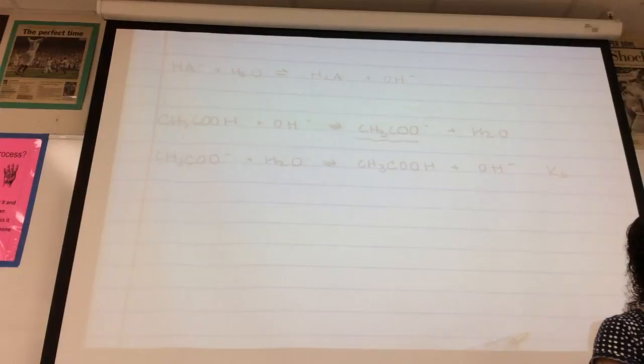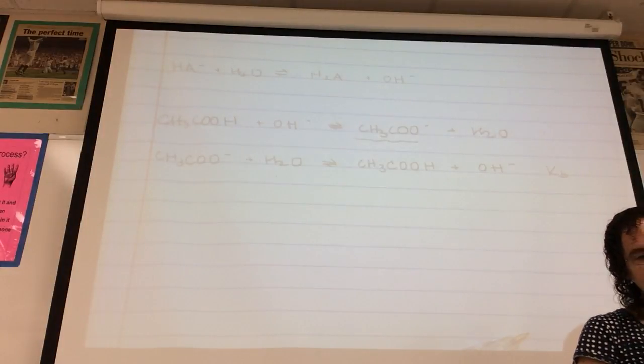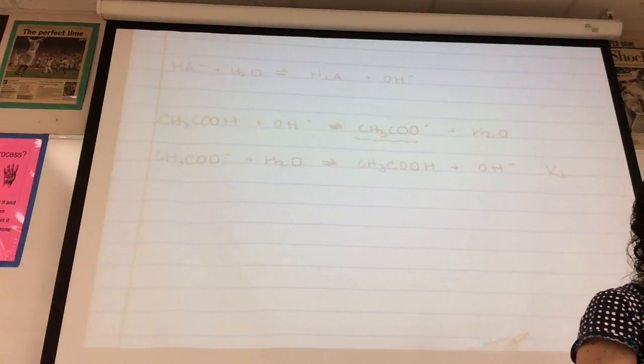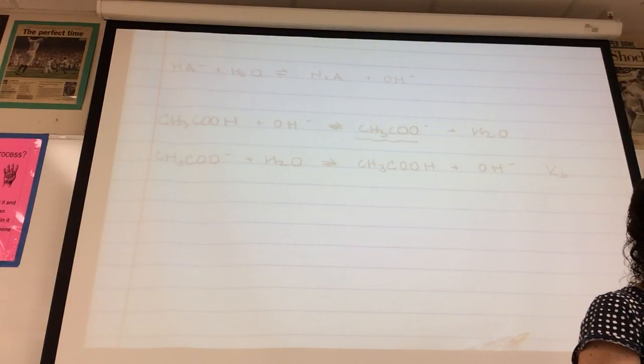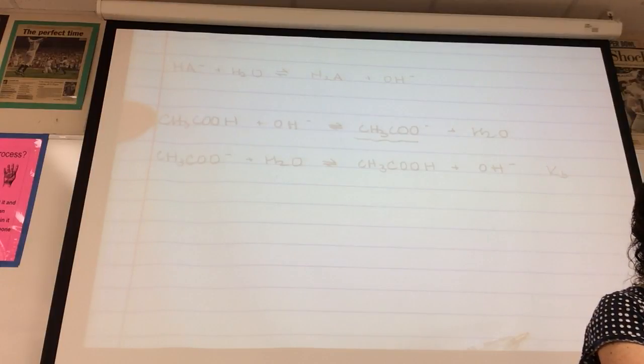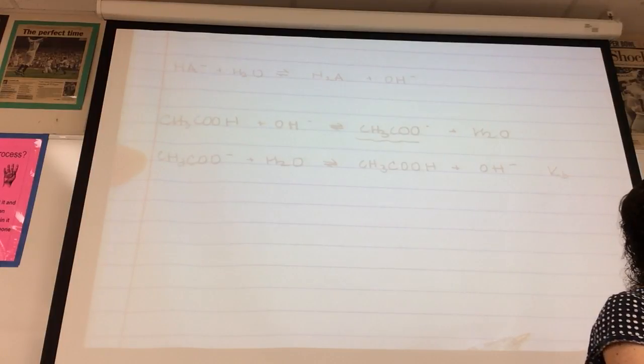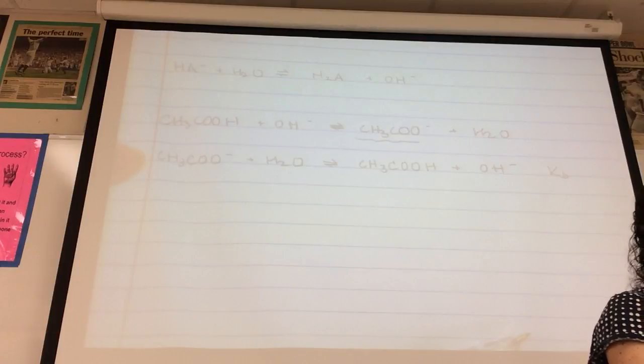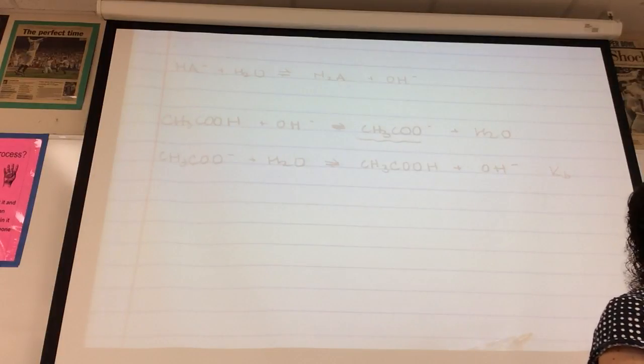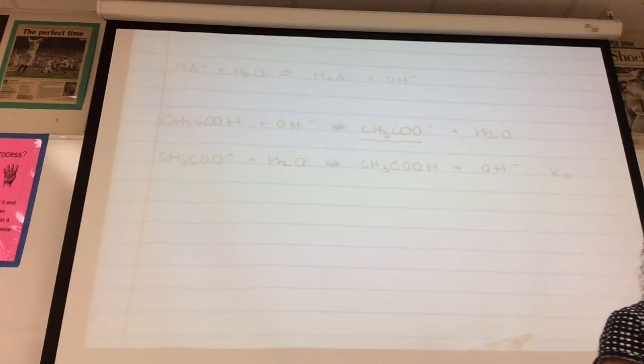Is that just the reversible reaction? It looks like it. But what you have here is a neutralization reaction, and what you have here is hydrolysis, or ionization, maybe the better way to go here. So, yeah, it looks like it, but just be careful. Okay. All right.